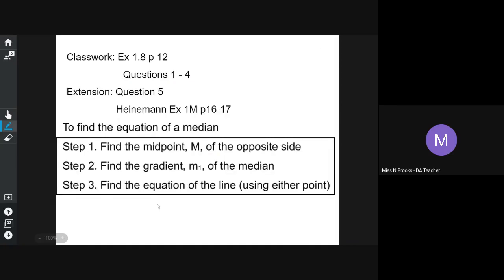So, classwork, exercise 1.8, page 12, questions 1 to 4, and then the extension is question 5. Good luck. As always, if you need any help, just ask.